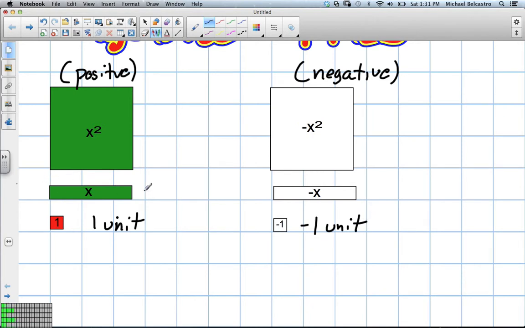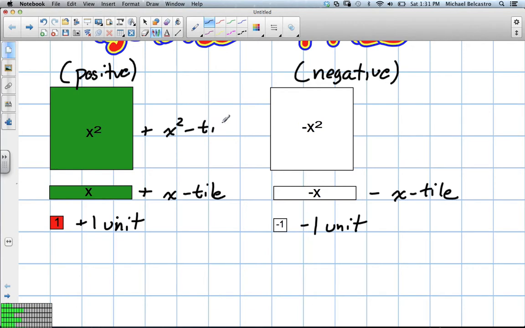The second tile is an X tile, and it can be seen as an unknown amount. So this is our positive 1 unit, -1 unit. This is our positive variable, or positive X tile, we'll call it. And this is our negative X tile. And finally, this one seems complex, but we'll get to how we've gotten this in a minute. This is our positive X squared tile.